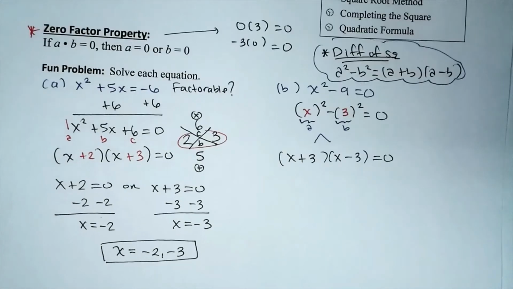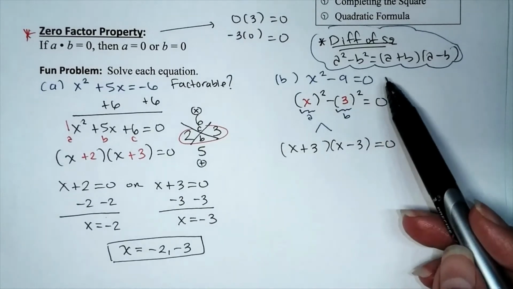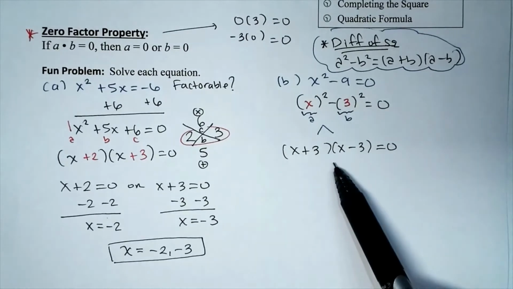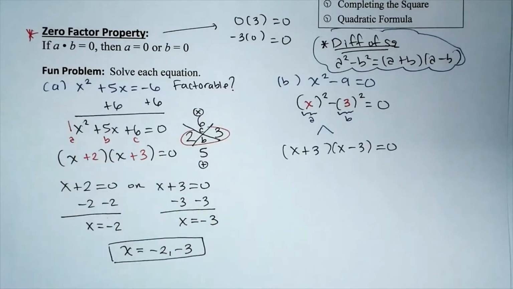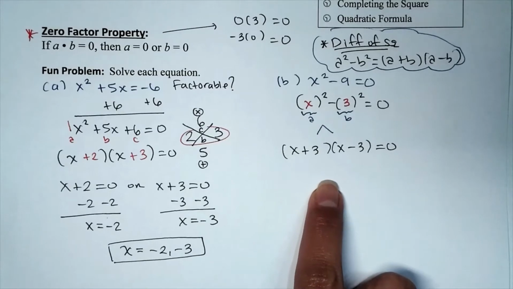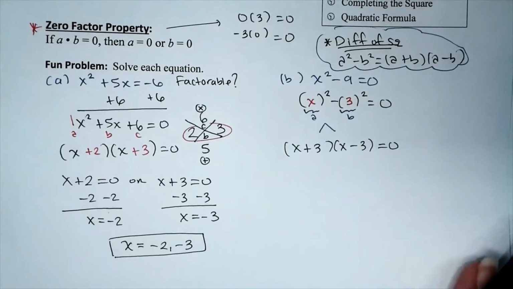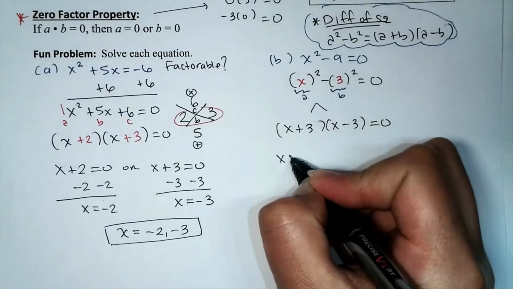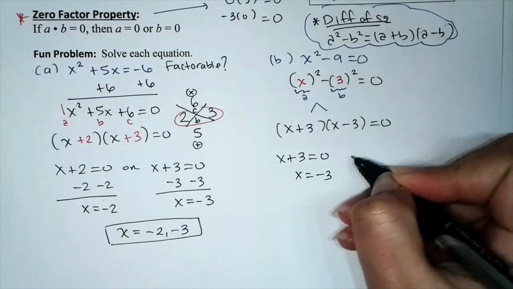Okay. How do we solve quadratic equations by factoring? 1, set the equation equal to 0. 2, factor completely. 3, apply the 0 factor property. So if a product equals 0, again, there's no way around it. One of these factors has to equal 0. Either the first or second factor equals 0. So if the first factor equals 0, that's going to give us a solution of -3.